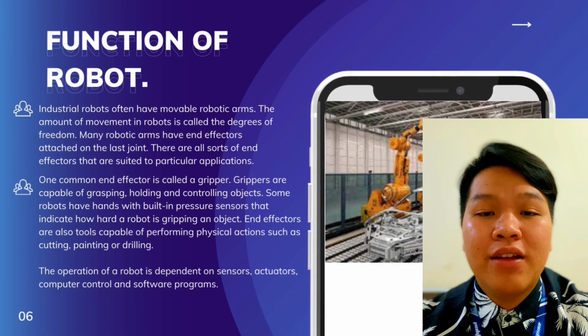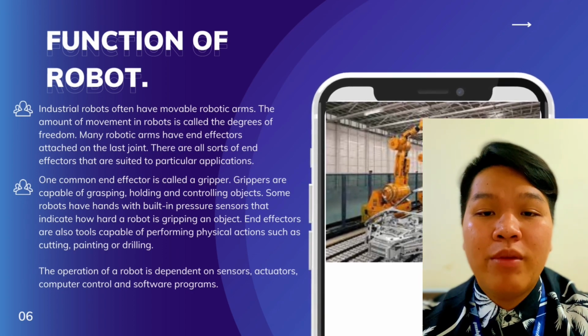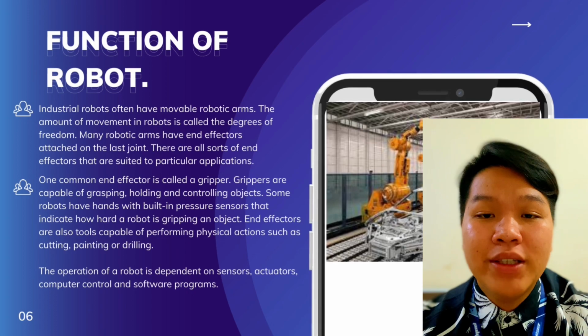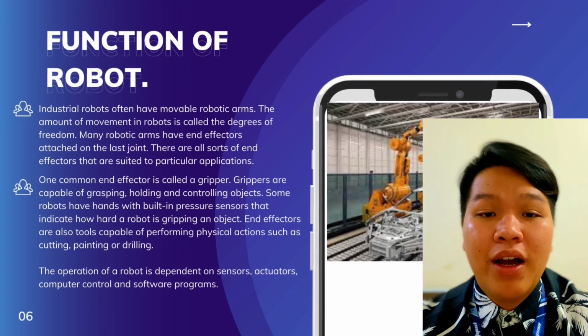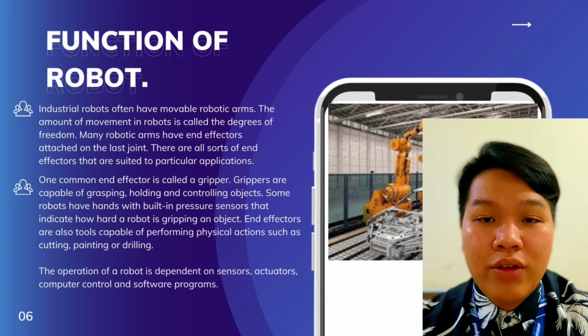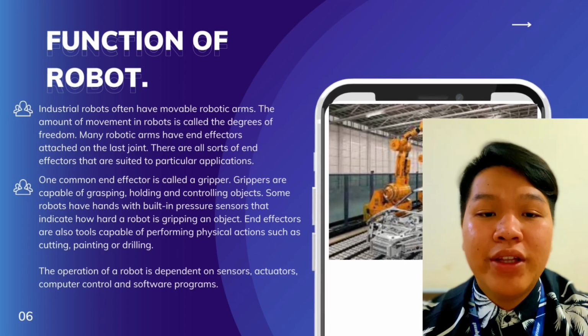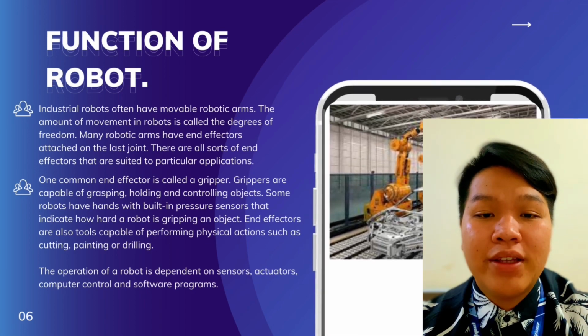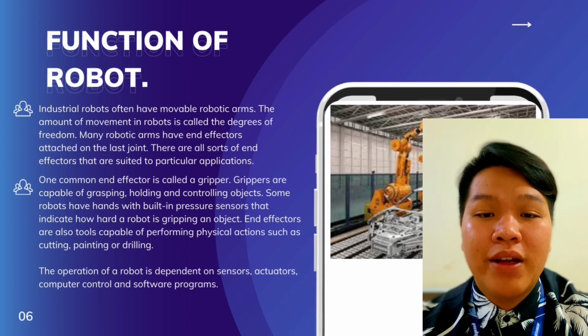Function of a robot. Industrial robots often have movable robotic arms. The amount of movement in a robot is called the degrees of freedom. Many robotic arms have an effector attached on the last joint. There are all sorts of effectors that are set to particular applications. One common end effector is called a gripper. Grippers are capable of grasping, holding, and controlling objects.